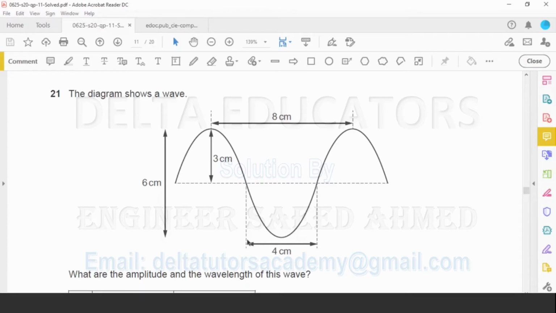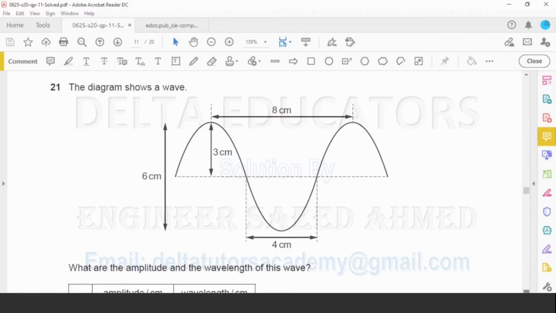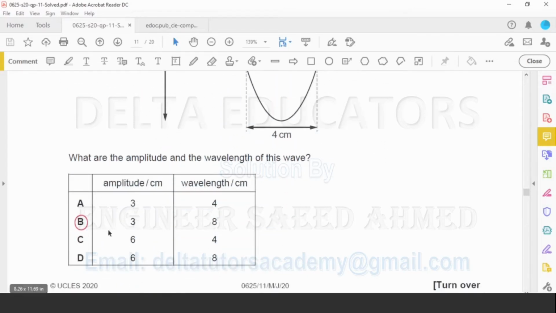Here the distance covered by one complete trough is given as 4 centimeter. So the same distance will also be covered by the crest. So distance covered by the crest is 4 centimeter, and distance covered by the trough is 4 centimeter. So total distance covered by a wave will be 4 plus 4, 8 centimeter. So here amplitude is 3 centimeter and wavelength is 8 centimeter, and the same thing is given in option B, amplitude 3 centimeter, wavelength 8 centimeter. So here the correct option is option B.